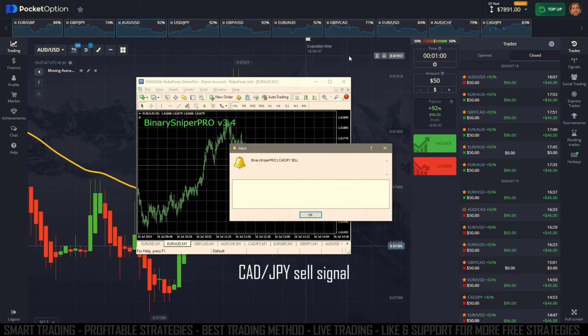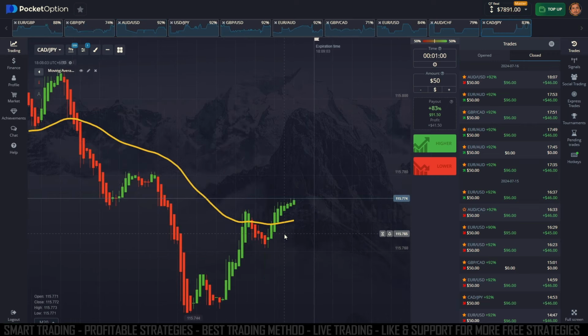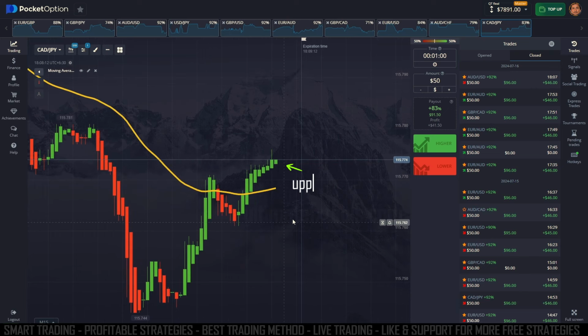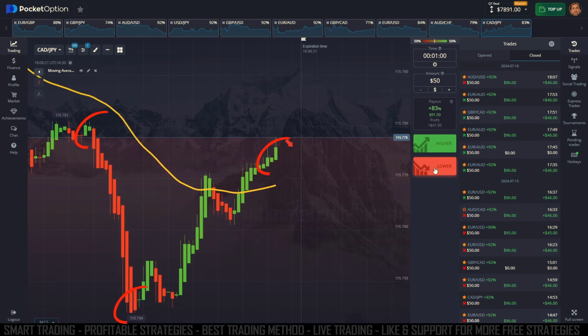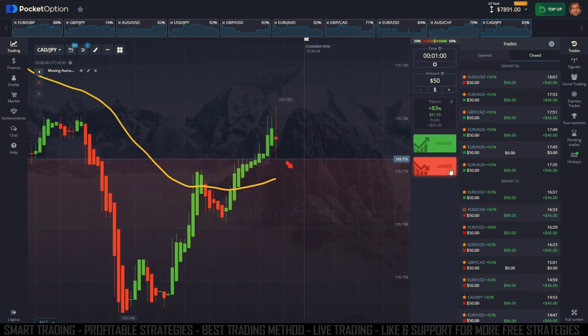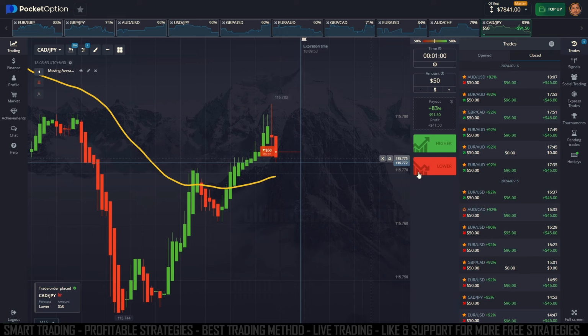CAD/JPY, a potential selling opportunity. We should analyze its chart based on our trading criteria. The currency is currently positioned at the upper level of our exponential moving average, indicating a possible downward trend. The market patterns can be employed to track currency movements. It's advisable to wait for the red candlestick to appear on the chart. It generates a red candle, and let's go trade for the downward direction.